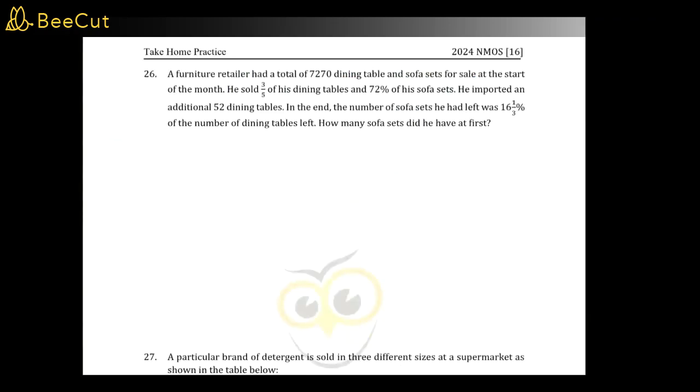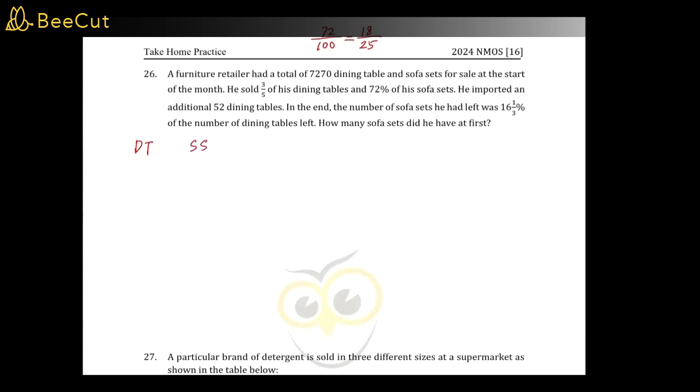Now, question 26. So the furniture retailer has a total of 7,270 dining tables and sofa sets. Now, he sold 3/5 of the dining tables and 72% of the sofa sets. So we simplify 72%. 72 over 100 divided by 4, this is 18 over 25. So let's say for the dining table, I just write DT, and the sofa sets, I write SS.